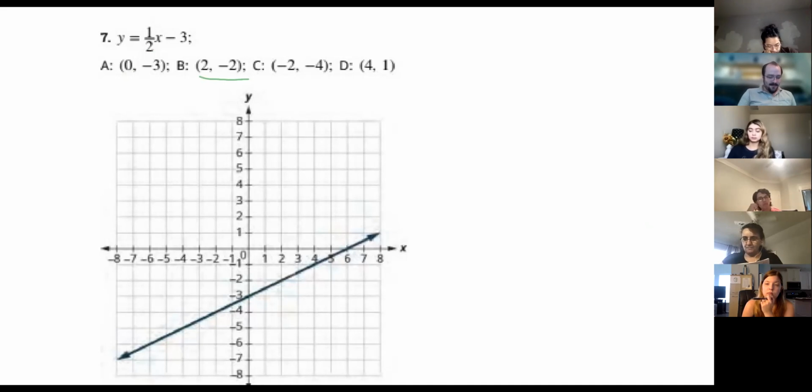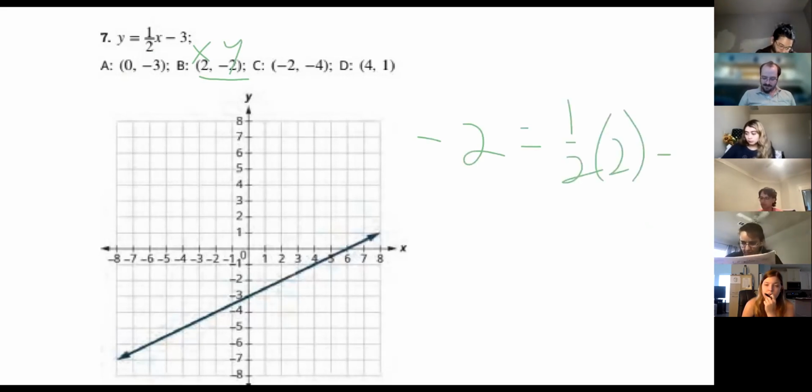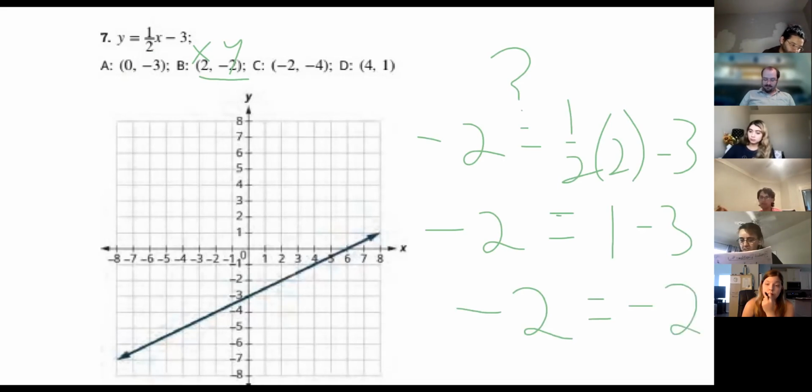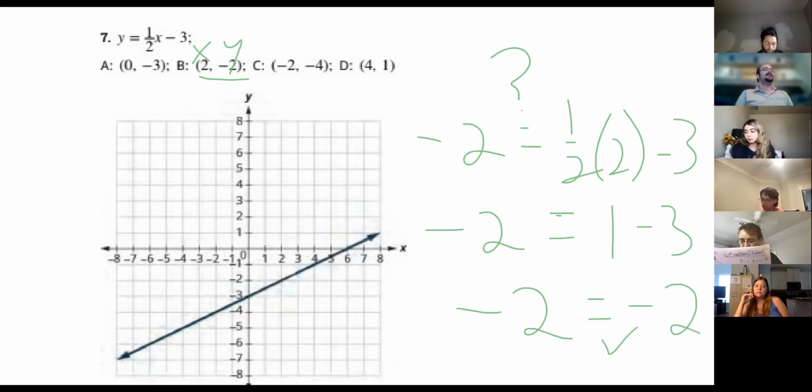Okay. So I believe this is my x. This is my y. So if I plug this in, what is this? Minus 2 is equal to a half of what? 2, minus 3. And then we are going to have 1 minus 3, and the result is minus 2. And so a half of 2 is really just 1. And if we look at this, minus 2 is equal to 1 minus 3, which is also minus 2. So this checks. So is it a solution? Yes. Absolutely. That is part A. It is a solution. The next question is, is that a point on the line? Yes.